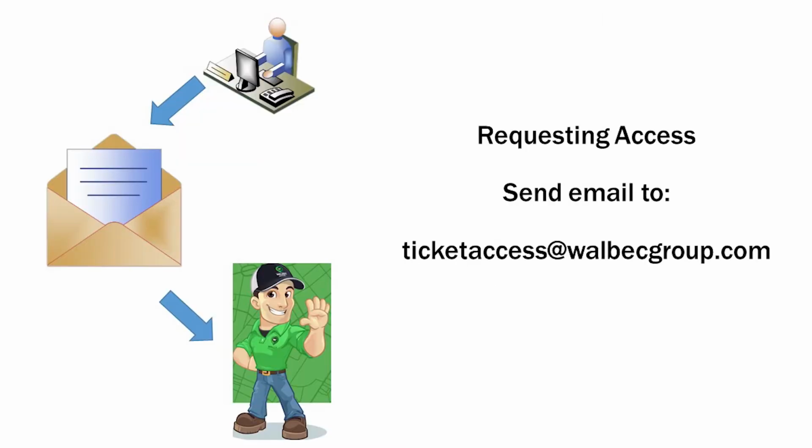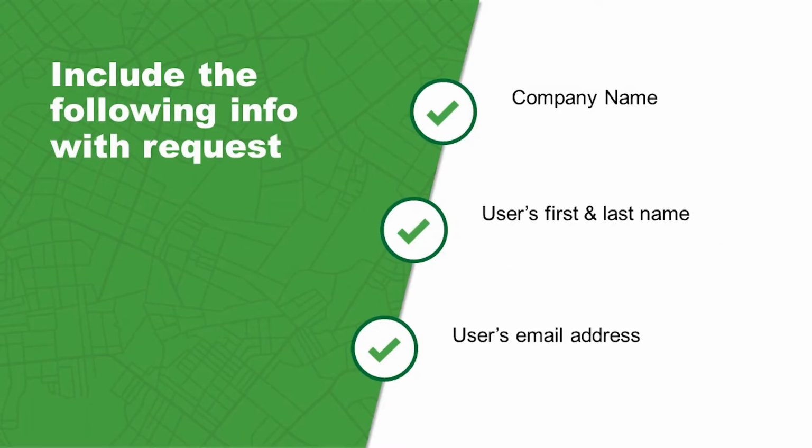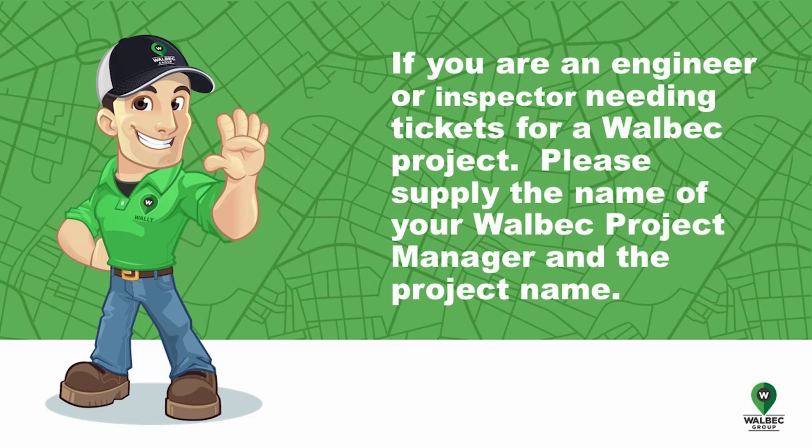For starters, if you would like to become a user, please send an email to ticketaccess@walbeckgroup.com. When supplying that request, please give your company name, the user's first and last name, and the user's email. If you are an engineer inspector needing tickets for a Walbeck project, please supply the name of your Walbeck project manager and the name of the project.